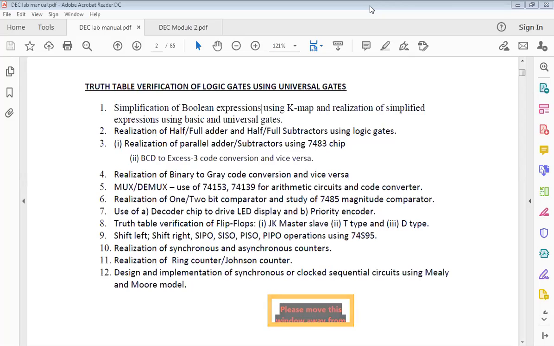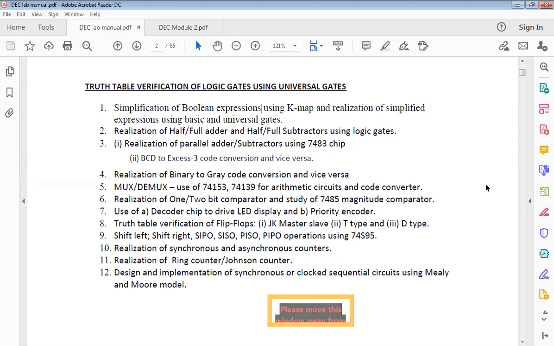How about MEV, map entered variable? Don't you think that is a method of simplifying an expression? Yes, sir. Then how about implementation table? Have you come across implementation table? No, sir. We will be learning that. Okay, so that's also one of the techniques used for reducing the Boolean expression.